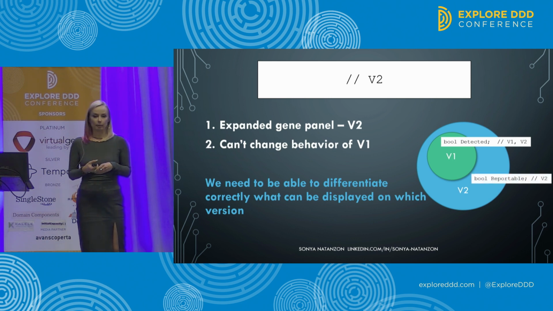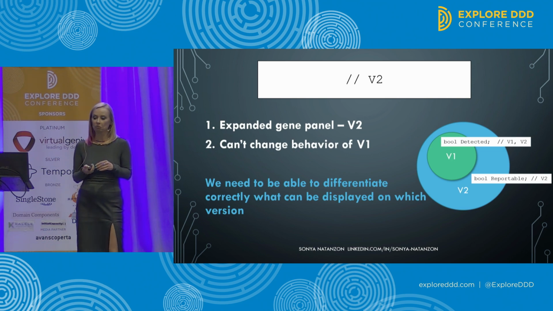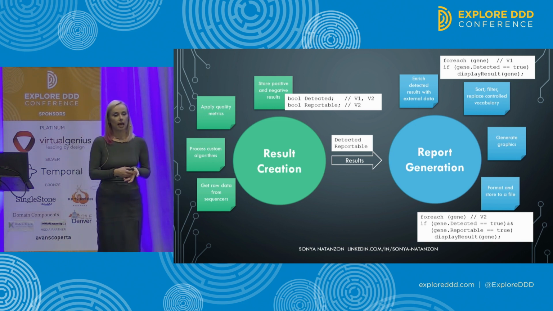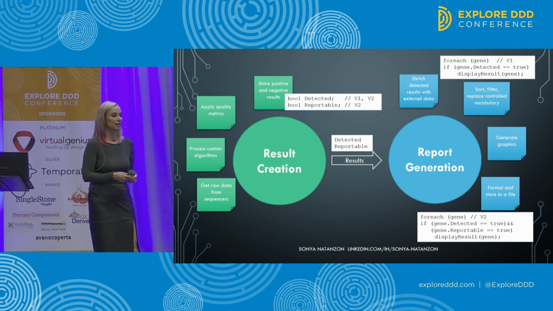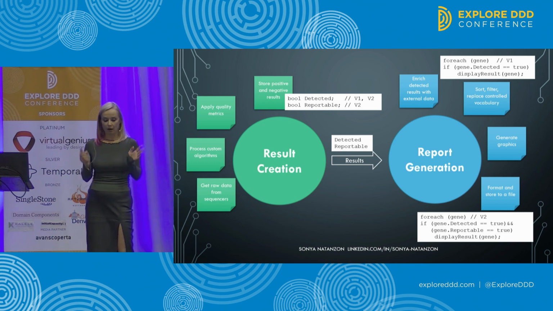In comes our second Boolean called reportable. We made an agreement with the result creation domain to identify mutations that are for the V2 panel and that might be reported on a V2 report. Okay. Can't change V1, so that continues to use detected, and a V2 report is starting to use a combination of detected and reportable in order to find the right mutations there. That is good. It goes to production.